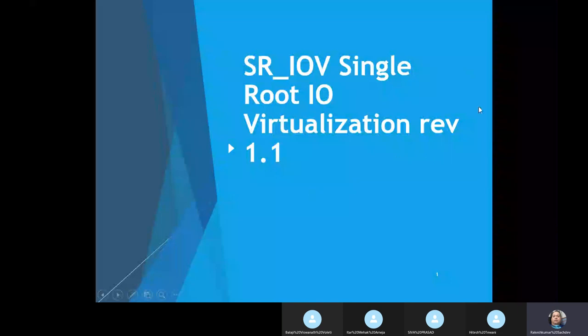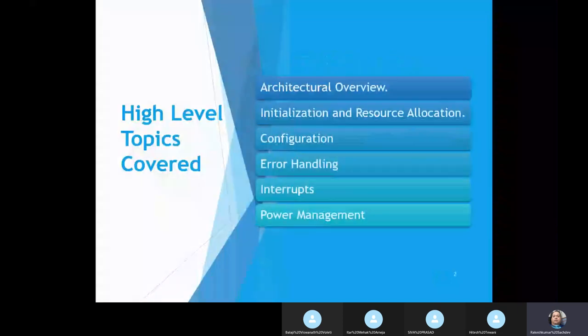So what are the changes in the layers? Physical layer, data link layer, transaction layer. Some changes are required to support that bandwidth. Similarly, SRIOV is not only about performance. It is mainly about some other issues also, which we will discuss today.